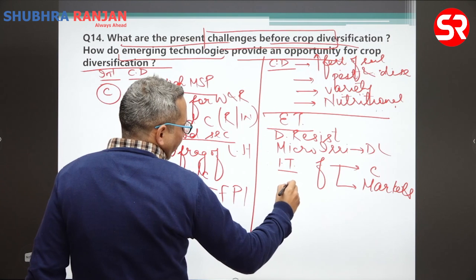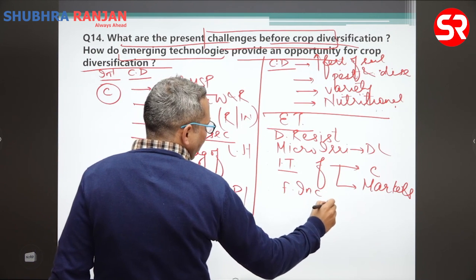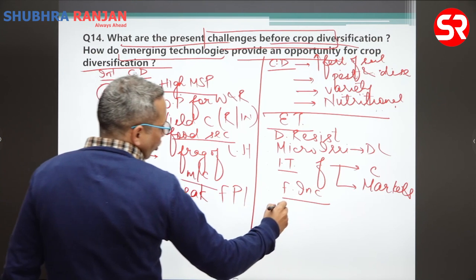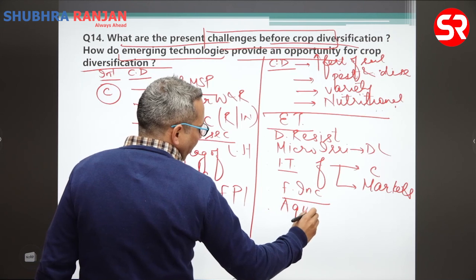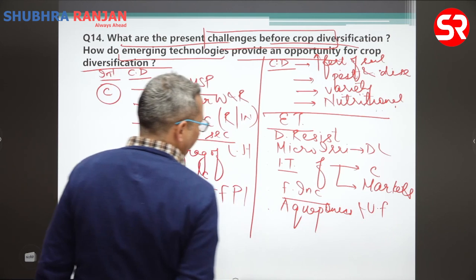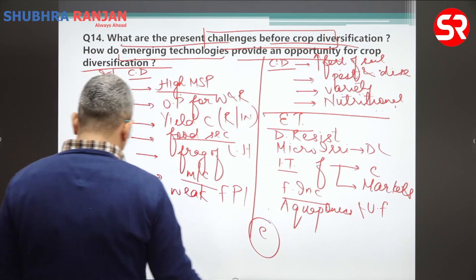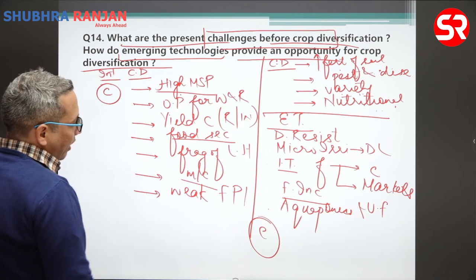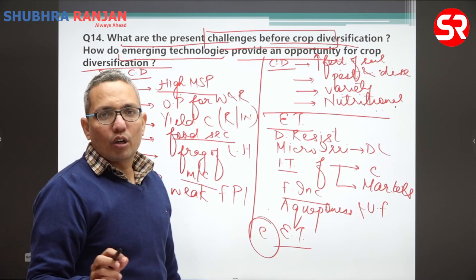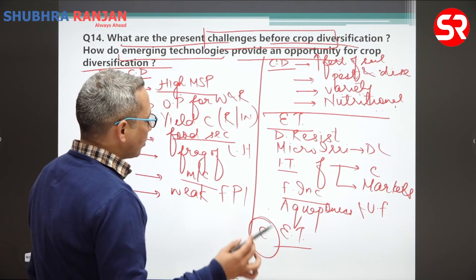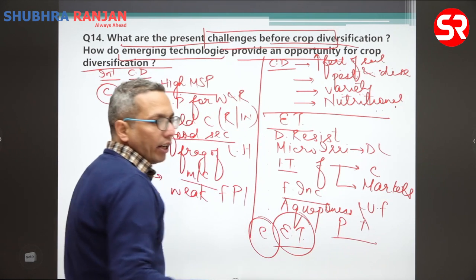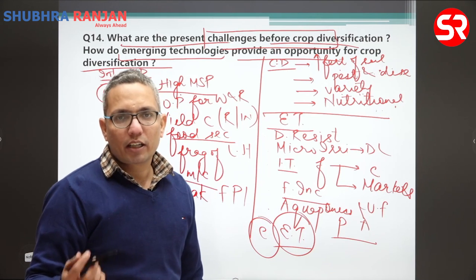Then, using technology, there will be more financial inclusion of farmers. And because of emerging technologies, we can go towards new types of farming like aquaponics and urban farming. And then in conclusion, we can write that emerging technologies should be made an integral part of doubling farmers' income, because now when we cannot increase the production by increasing area, the only way to increase the production is by using better technologies.